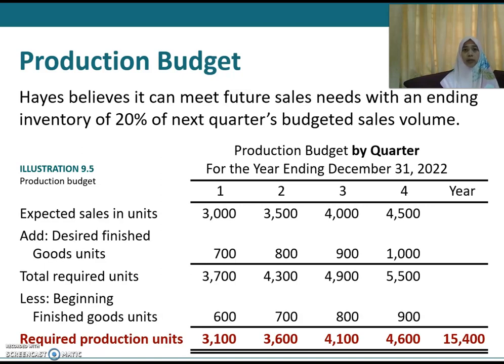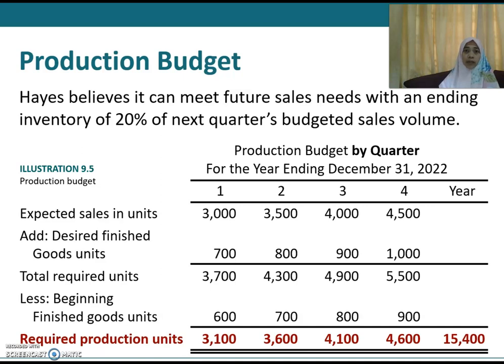So that's how you prepare your production budget. For the total, you just add all of this: 3,100 plus 3,006 plus 4,100 plus 4,006. That will give you a total for the year of 15,400. So that's how you prepare the production budget.